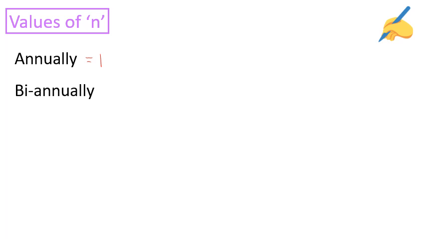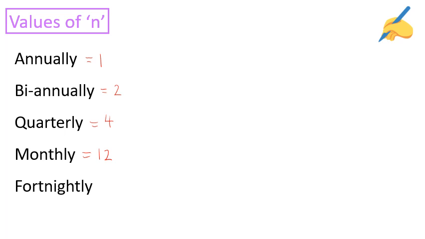Biannually, bi means 2. If you think of a bicycle, it has 2 wheels, bi. So twice a year, so 2. Quarterly, the value of N is 4. Monthly, there's 12 months in the year. Fortnightly is every 2 weeks, so that is 26. And weekly, there's 52 weeks in a year.